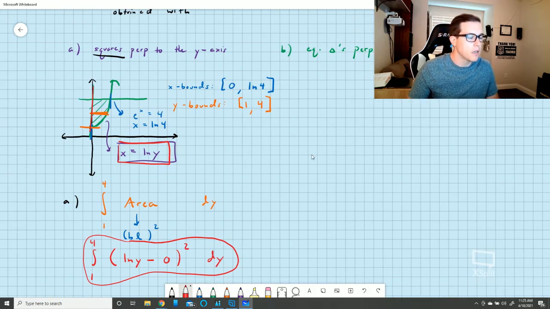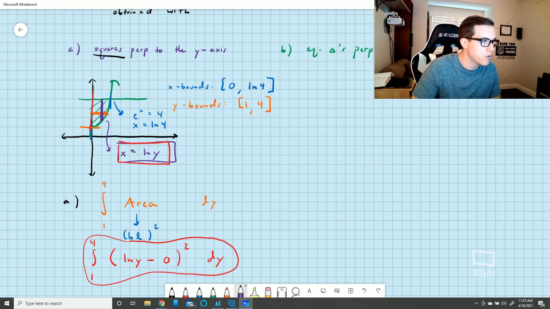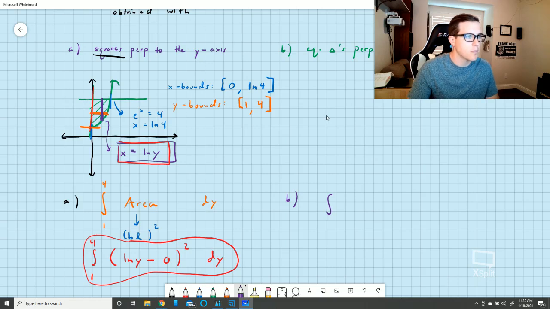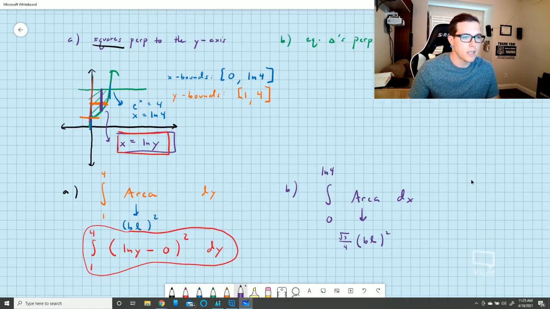All right, and then let's do B. It says equilateral triangles perpendicular to the x-axis. So now they're going like this that I just drew in purple. So since we are doing perpendicular to the x-axis, we are using x bounds, which would be 0 to natural log of 4, area dx. But the area, when I'm dealing with equilateral triangles, you don't have to derive this one. You can just trust me that it's root 3 over 4 base length squared.